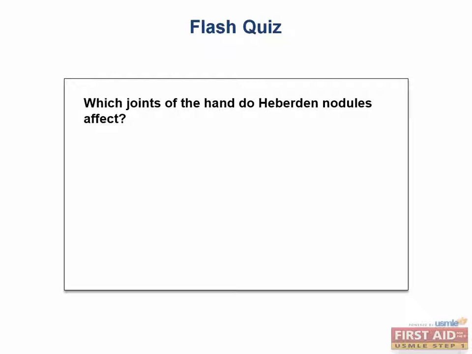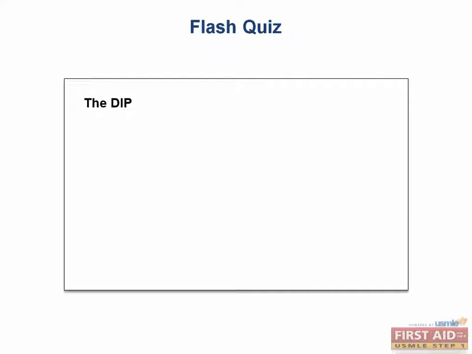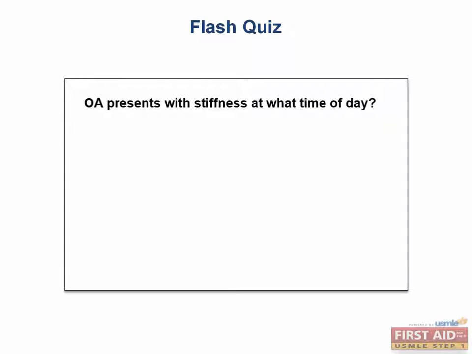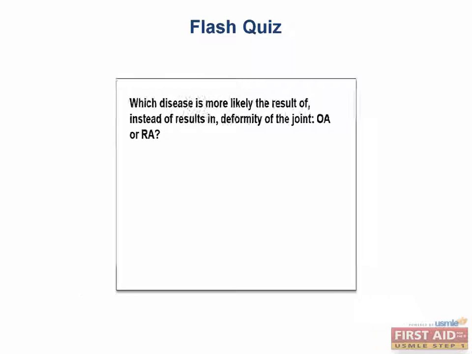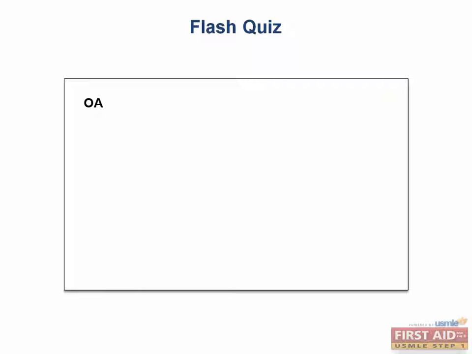Alright, flash quiz. Which joints of the hand do Heberden nodules affect? The DIP. Remember, do the hip dip, where H is for Heberden. Osteoarthritis presents with stiffness at what time of the day? Usually later in the day, after exercise. Which disease is more likely the result of, instead of results in, deformity of the joint? Osteoarthritis or rheumatoid arthritis? Osteoarthritis is the right answer.